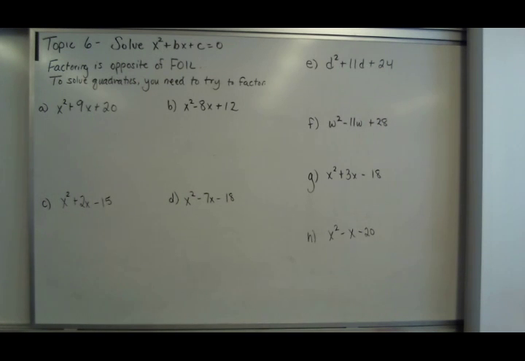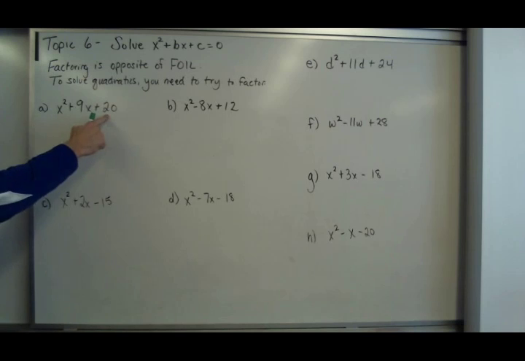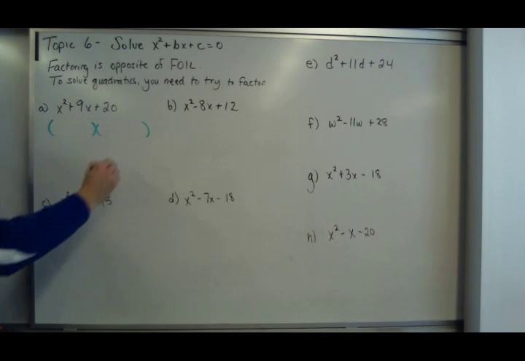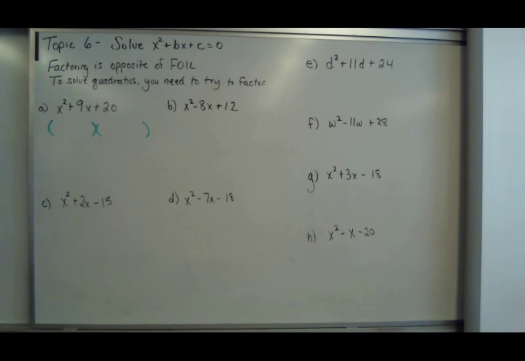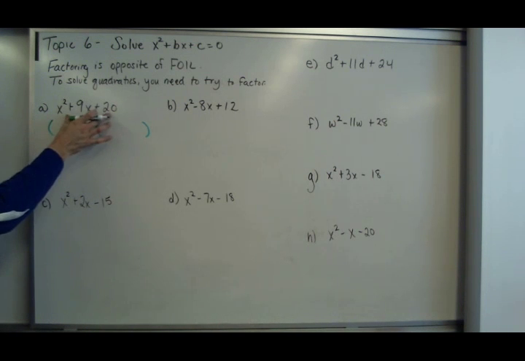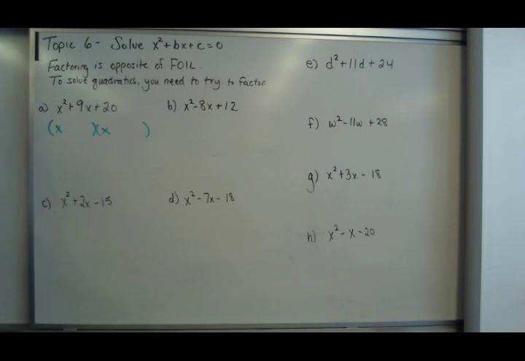Now when we factor, we start by looking for a greatest common factor, which there is not one in this case. Okay, so we're going to break it down into two binomials. Now the binomials are going to break down so that if I were to FOIL them, they come back to this part. So you have to think, what times what equals x squared, and it's an x and an x.